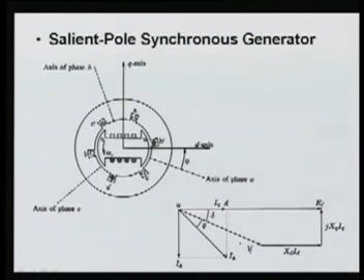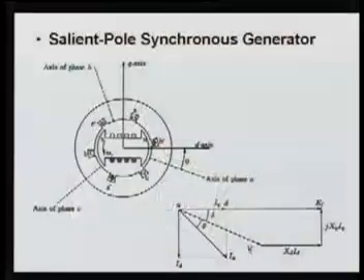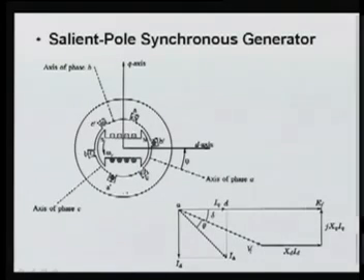Now let us see, till now I discussed only the cylindrical rotor machine. We saw over excited and under excited operation for the motor as well as the generator. Now this is a diagram of a salient pole synchronous generator. This is the stator, and this is the rotor, which is some sort of salient.